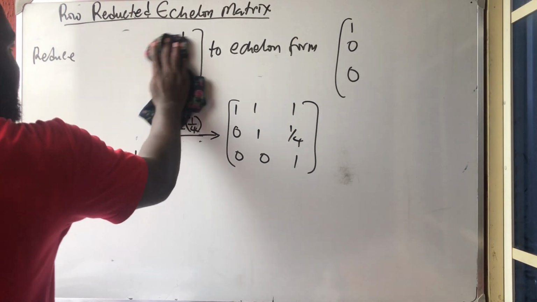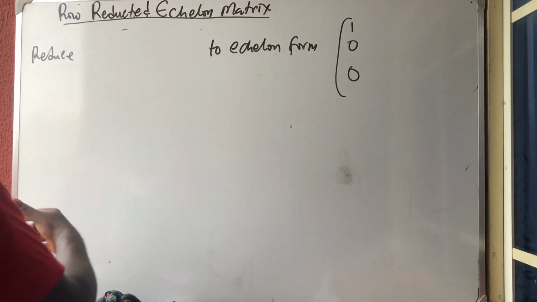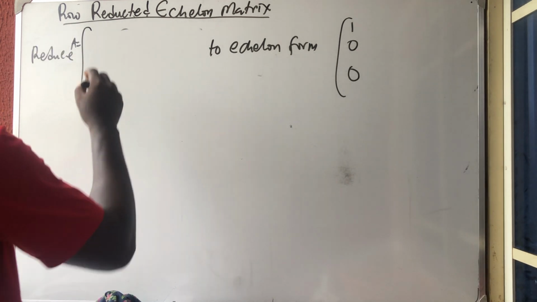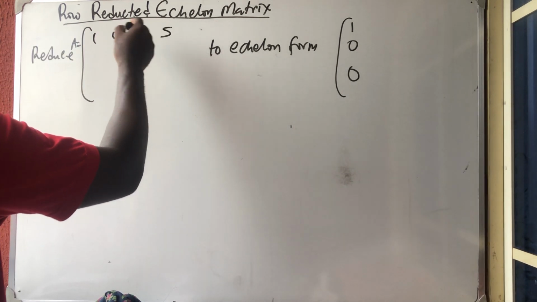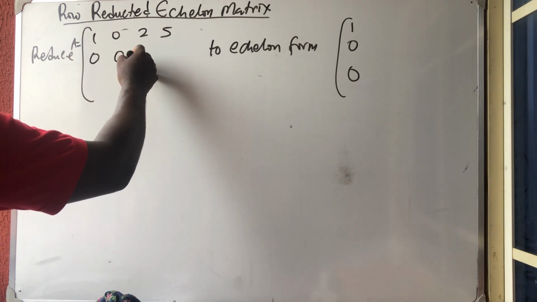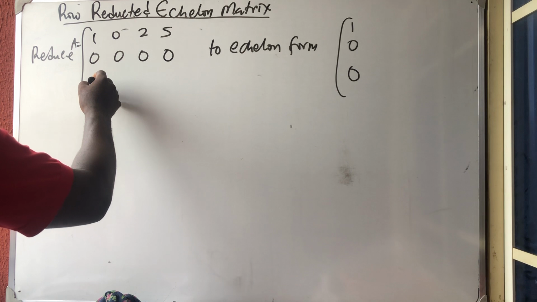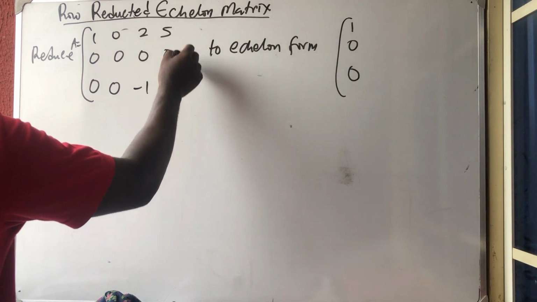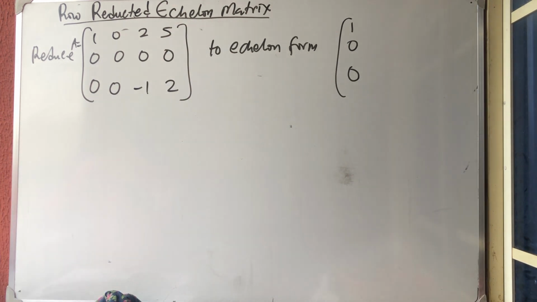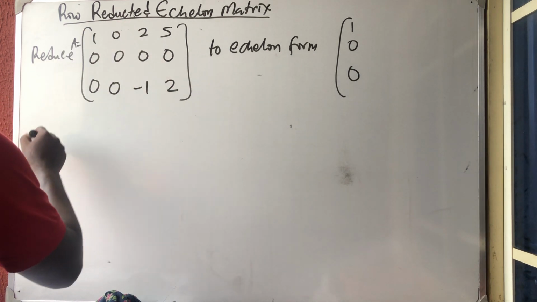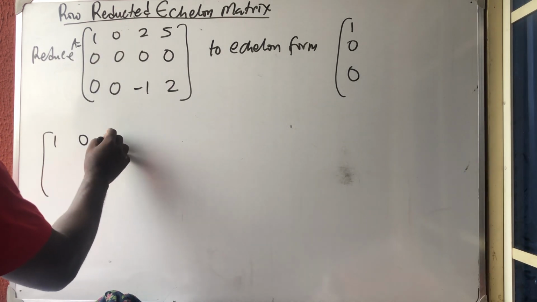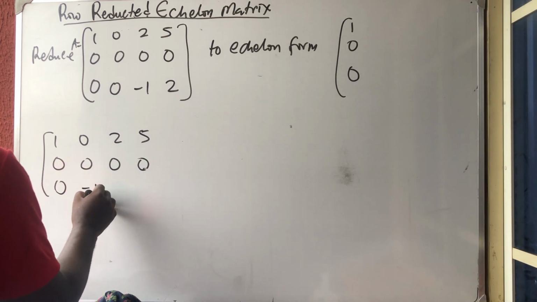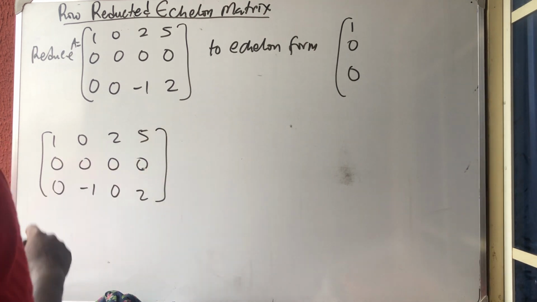So the next one, number 2. Let's do the next one, number 2. Number 2 said reduce A, which is equal to 1 0 2 5 0 0 0 0 0 0 minus 1 2. Okay, we want to reduce this to echelon form, because it is not in echelon. So reducing it to echelon, first of all, I have 1 0 2 5 0 0 0 0 0 minus 1 0 2.